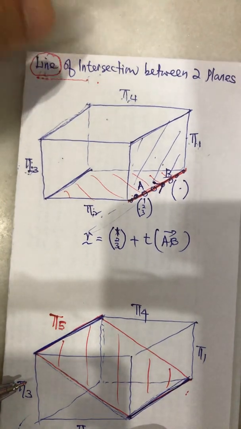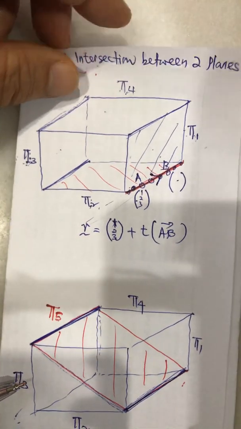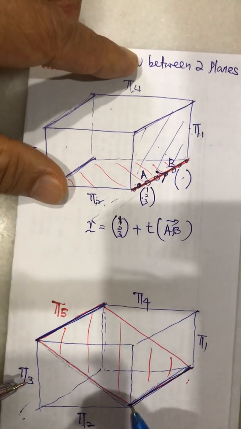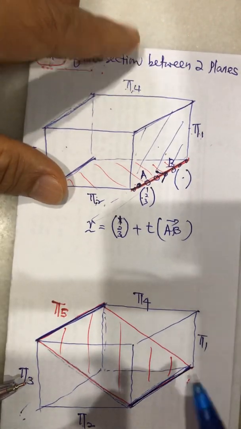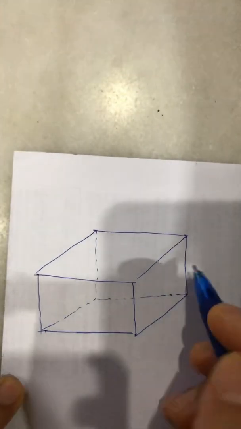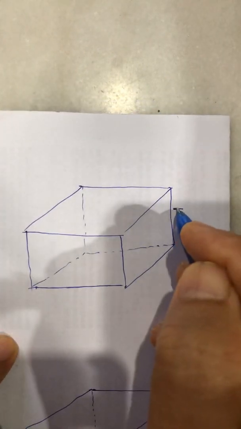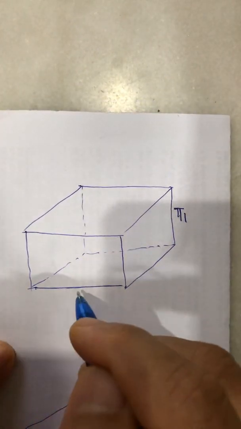Okay, now look at this one. I give you an easier one. Look here. This is pi 1. This is pi 2.